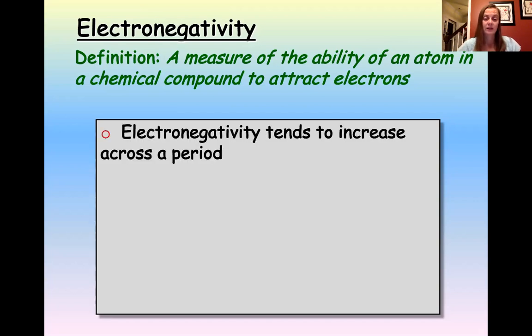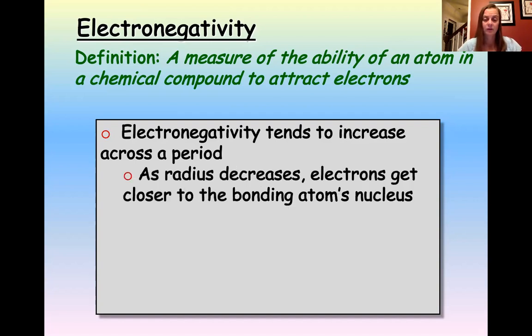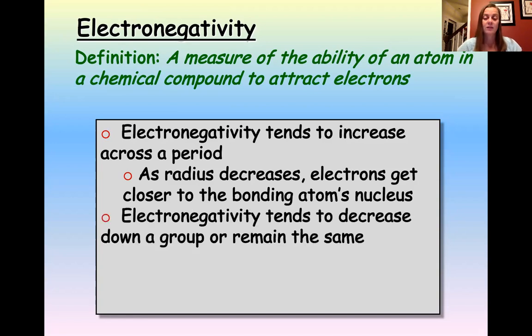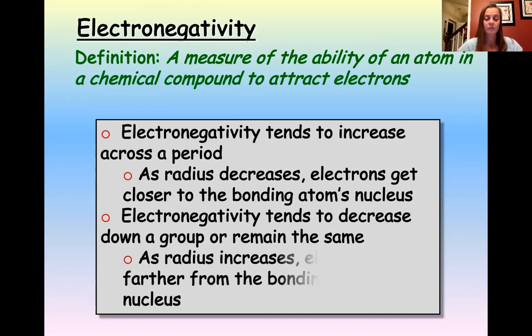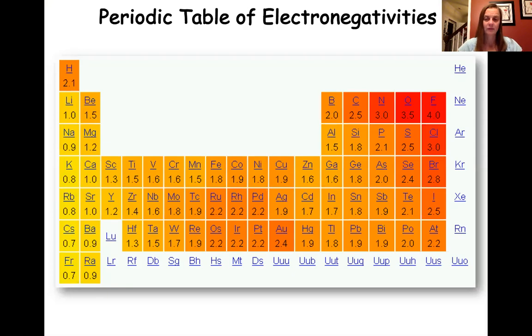This also tends to increase across a period with that increased effective nuclear charge, decreased radius, and so the product of the charges divided by the radius is going to be larger, so our electronegativity is going to tend to increase. It tends to decrease or occasionally stay the same as we go down a group. Those electrons are farther from the bonding atom's nucleus. Okay, and there are some values for the periodic table of electronegativities.